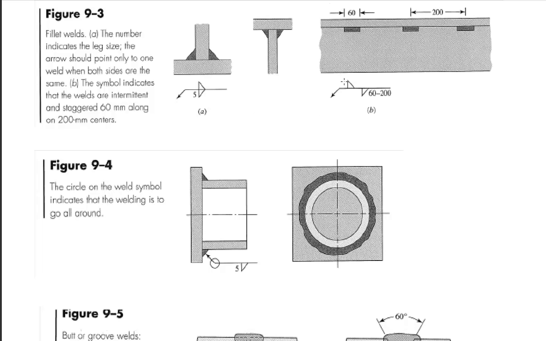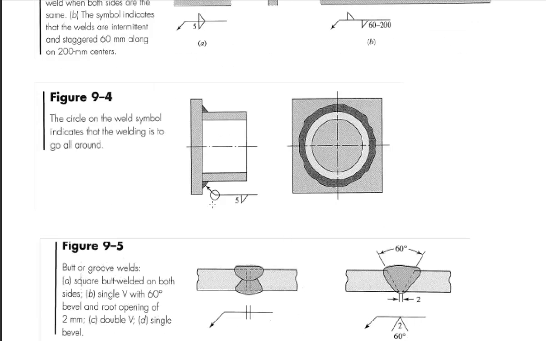A similar symbol, this again says triangular fillet welds. These fillet welds are going to have a length of 60mm with a center to center spacing of 200mm. And we're going to do that on the arrow side, and we're going to do that on the other side. We probably also, in this one, should have an indication of the leg size. A circle in the kink generally means all the way around. And so this would be a circular pipe welded to a plate.